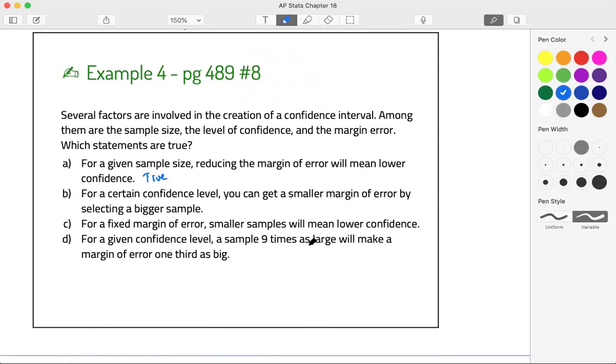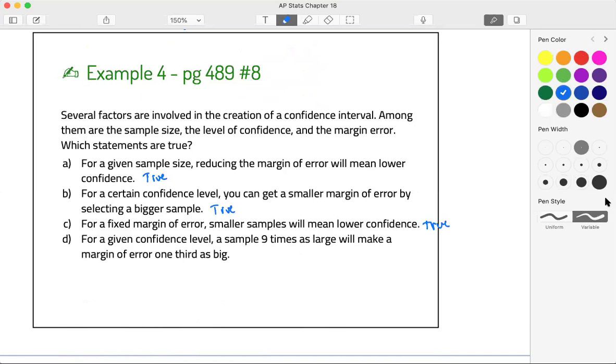B, for a certain confidence level, you can get a smaller margin of error by selecting a bigger sample. That is true. Larger samples are less variable, which translates to a smaller margin of error. We can be more precise at the same level of confidence. C, for a fixed margin of error, smaller samples will mean a lower confidence. That's also true. Smaller samples are more variable, leading us to be less confident in our ability for our interval to catch the true population proportion.